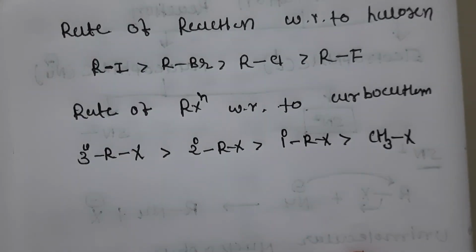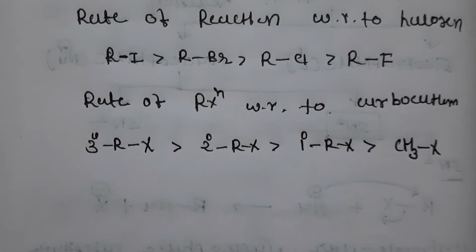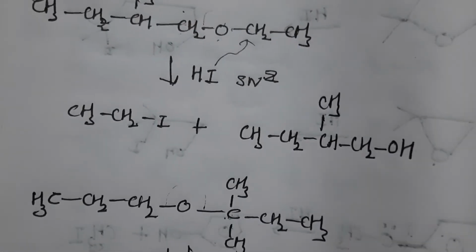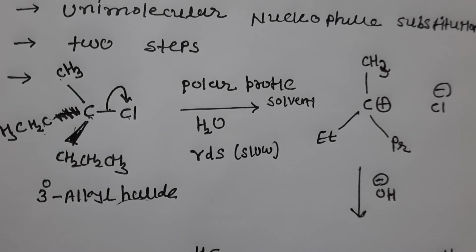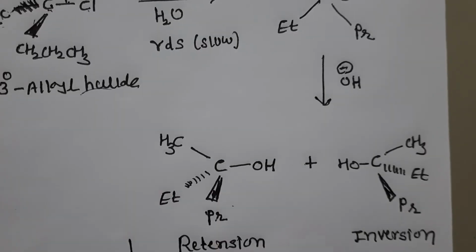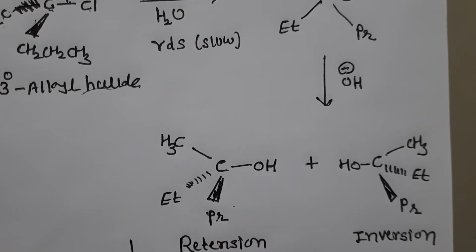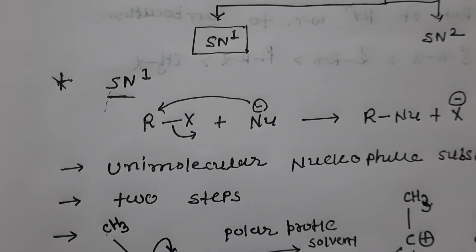This reaction also shows that if the substrate is optically active, then and only then we get the racemic mixture. Otherwise we cannot get a racemic mixture as a product.